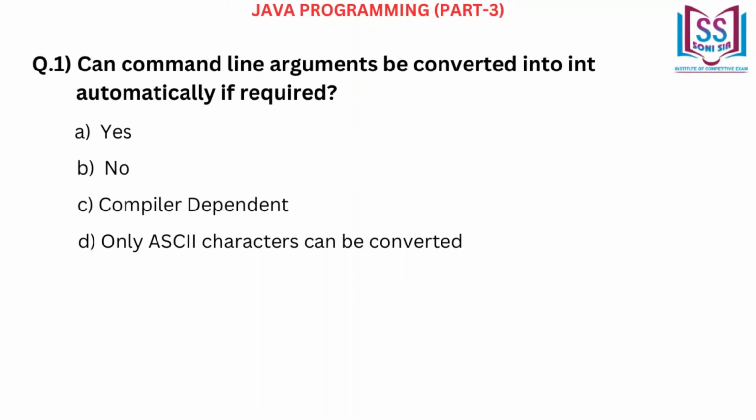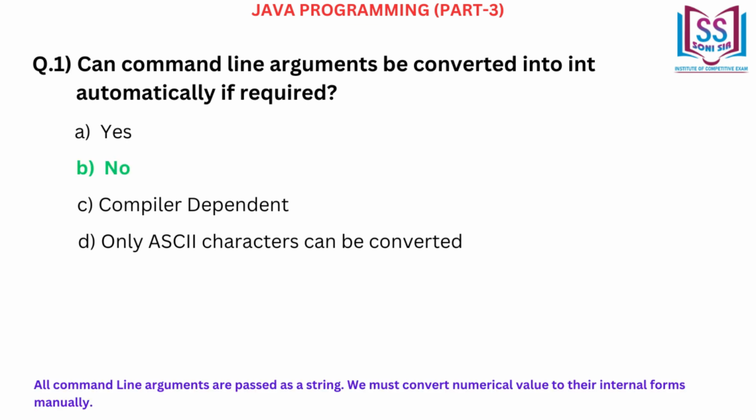Can command line arguments be converted into int automatically if required? A. Yes. B. No. C. Compiler dependent. D. Only ASCII characters can be converted. Correct answer B. No. All command line arguments are passed as a string. We must convert numerical value to their internal forms manually.